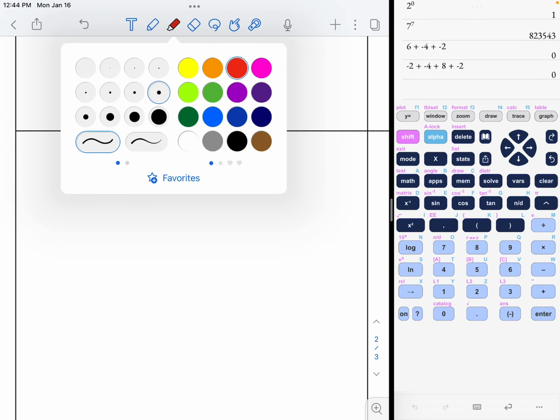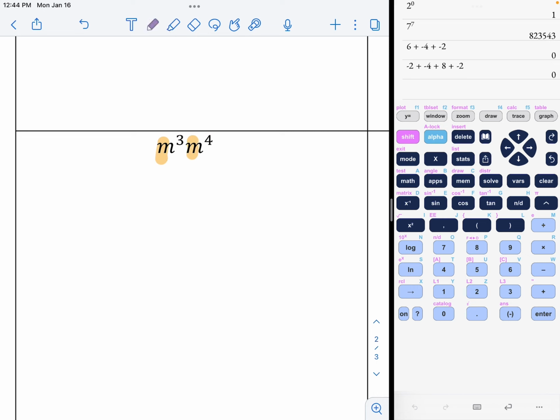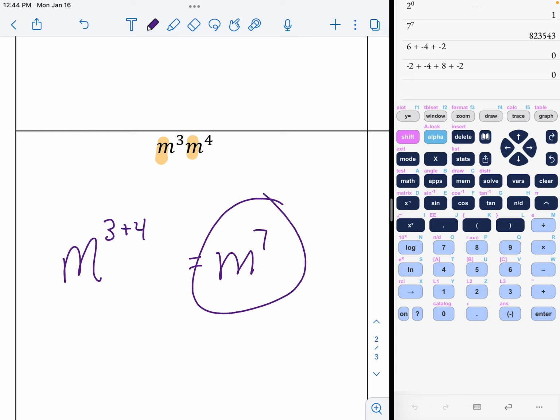All right, so I have a common base here. The common base is m, and those vocabulary words I'm using, those are real words, so I'm going to say them. Common base of m. I need to take the 3 and add the 4, and that's going to be to the 7th power. I can't put that in my calculator because it's a variable, so I'm done. It's not like I can go over to my calculator and like, oh, where's the m button? Just don't do it. Even if you're like, I see one, don't do it.